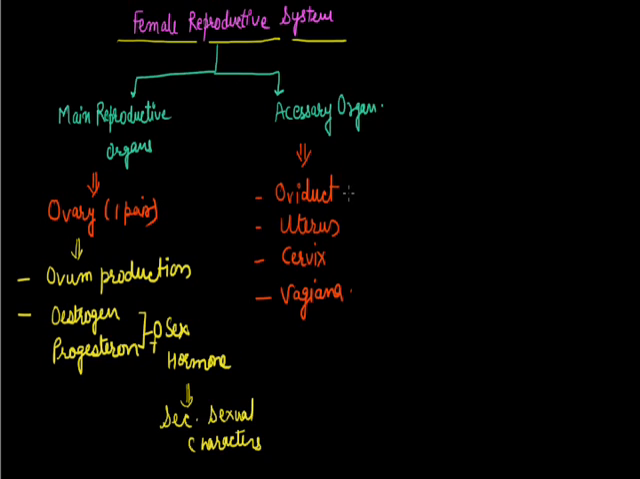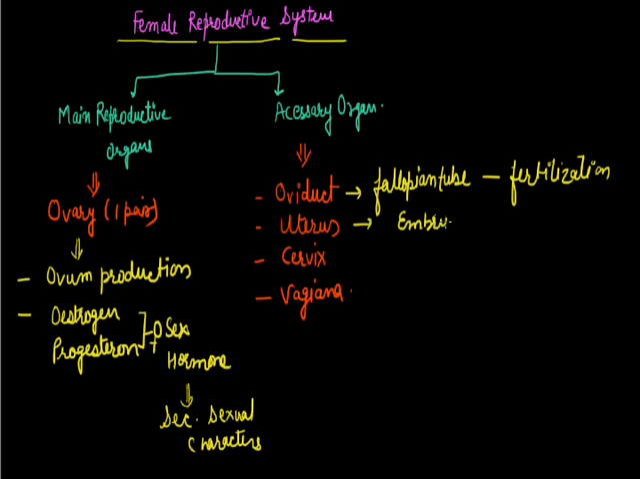Oviduct is responsible for the conduction of ovum, and a part of oviduct is known as fallopian tube, where fertilization takes place. This is the site of fertilization. Uterus is the structure where embryo development is done, while cervix and vagina both are involved in the parturition process. That means childbirth.